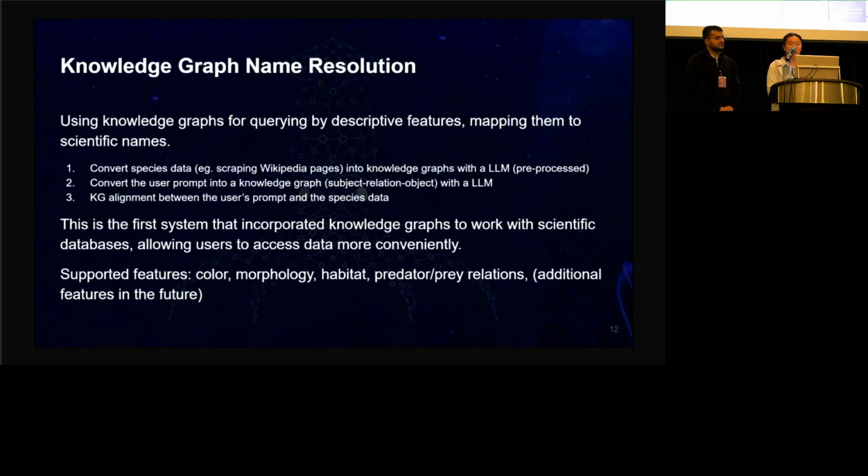So one key innovation is knowledge graph name resolution. This is what allows it to query by the descriptive features. It works like this: in the pre-processing stage, we converted the Wikipedia pages of all the species in the database into knowledge graphs using LLMs. And when the user inputs a prompt, it converts that prompt into a knowledge graph using an LLM, and finally does a KG alignment between the two to obtain the scientific names that match the description.